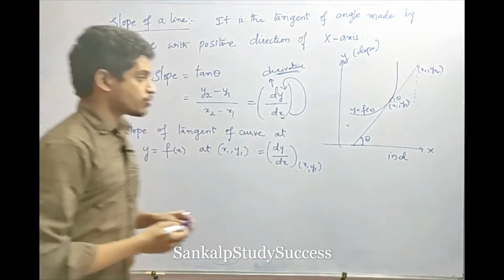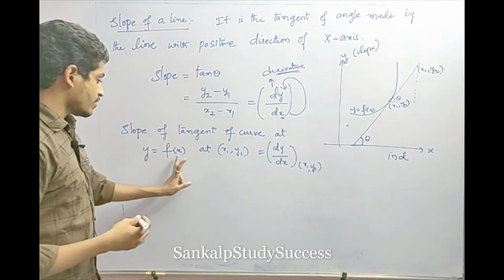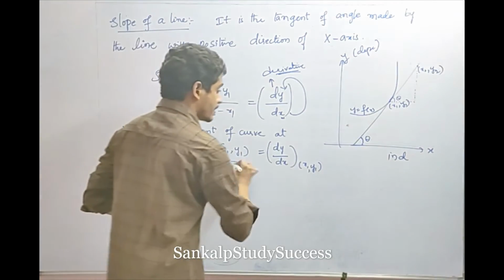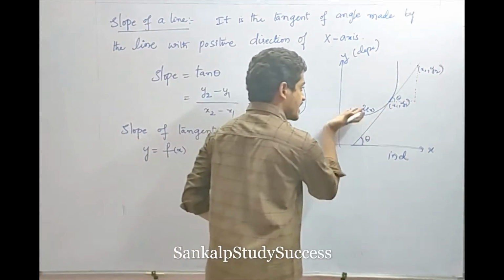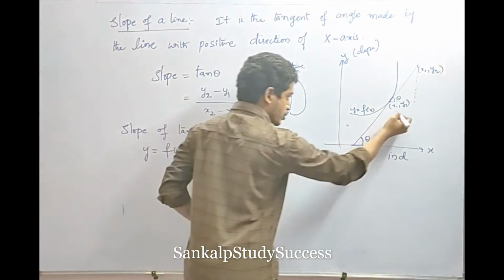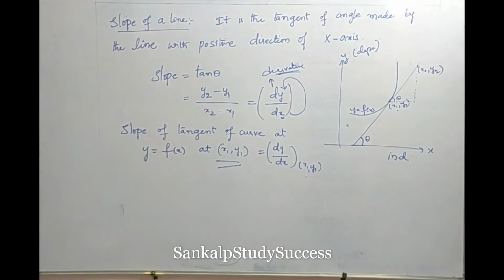Okay friends, these two are very important concepts. And the slope of the tangent of the curve y equal to f of x at the particular point x1, y1, what is the slope? First find dy by dx of this curve and substitute this point, then you will get the slope. Okay friends, so this is a very important basic concept. We will use it further.